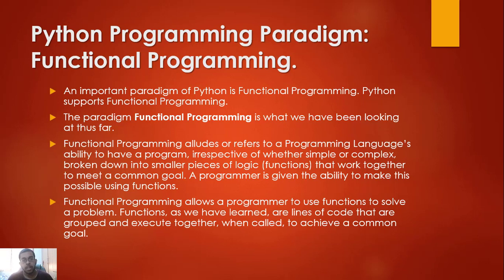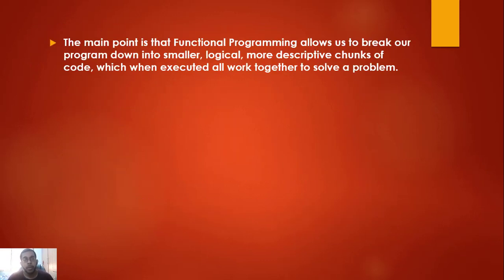Functions, as we have learned, are lines of code that are grouped and execute together when called to achieve a common goal. The main point is that functional programming allows us to break our program down into smaller, logical, more descriptive chunks of code which, when executed, all work together to solve a problem.